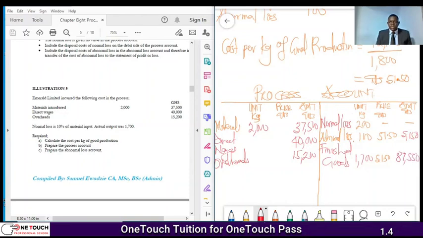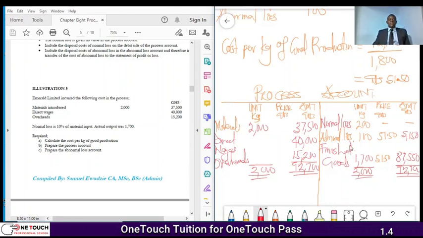87,550. Good. So you have 2,000 at a cost of 92,700. That is 87,550 plus 5,150. Great. Now let's open our abnormal loss account.